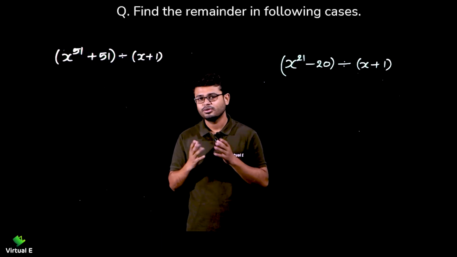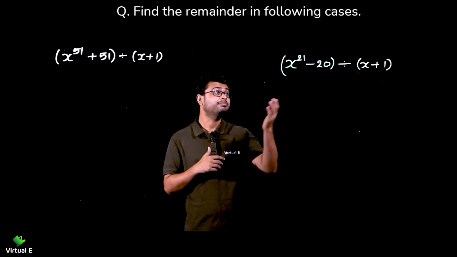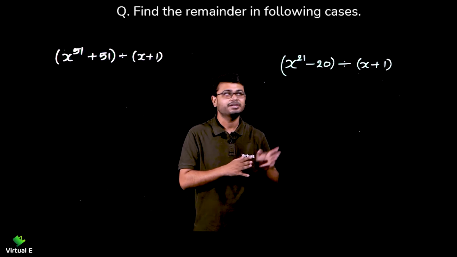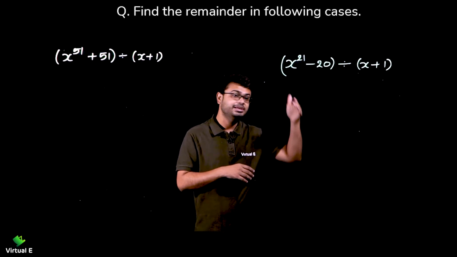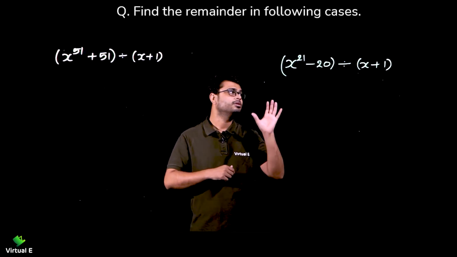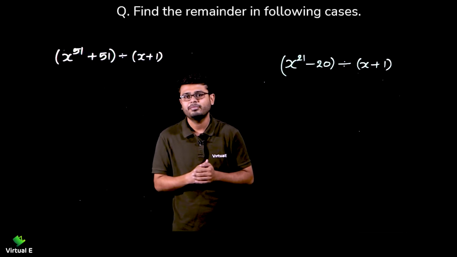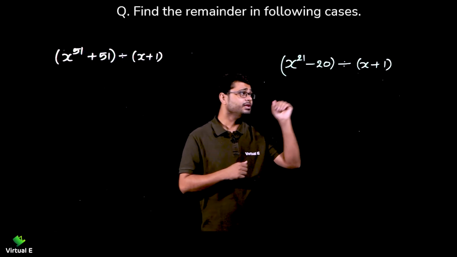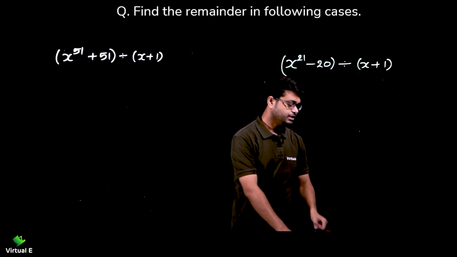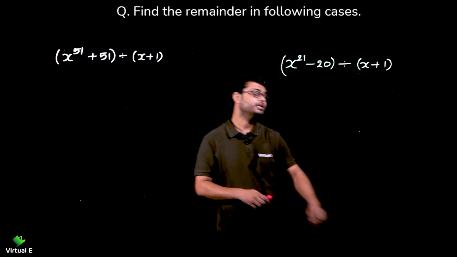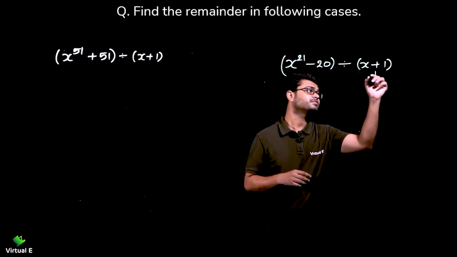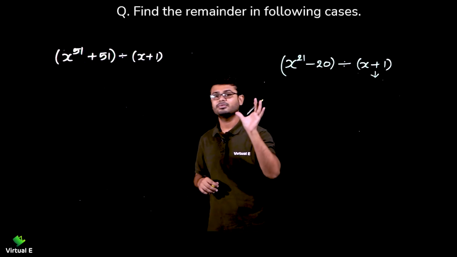If you want to go ahead with actual division with the power x raised to 21, that will be quite adventurous, right? Because 21 means we are going to have 21 terms, or 20 at a point. So prefer to have a good habit of remainder theorem. Let's start. So here, this is x raised to 21 minus 20 divided by x plus 1, right?